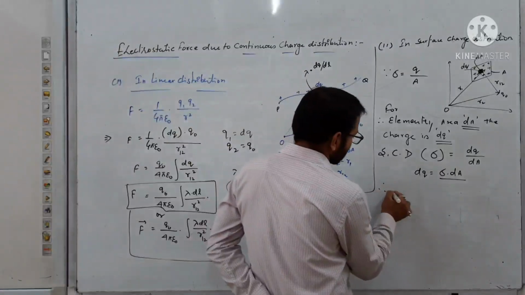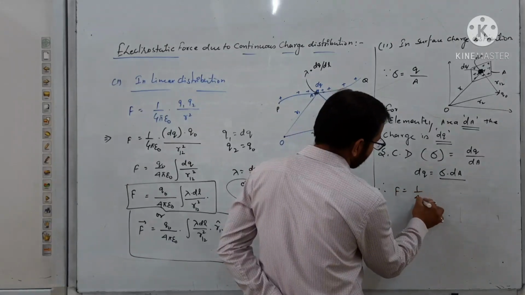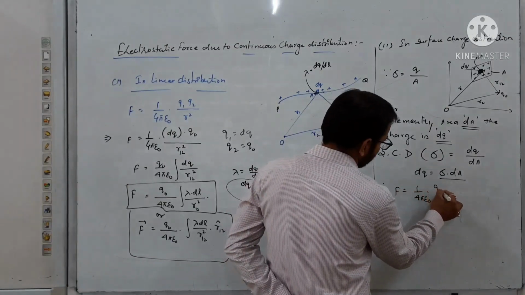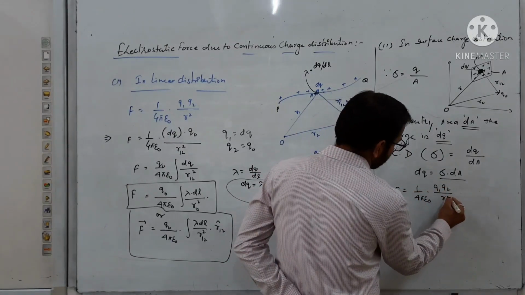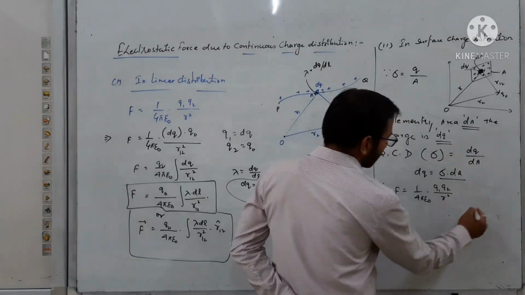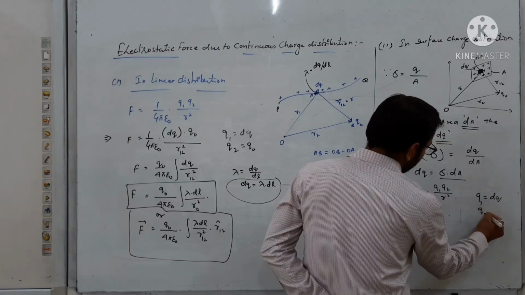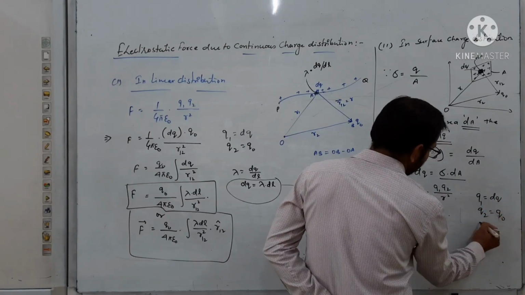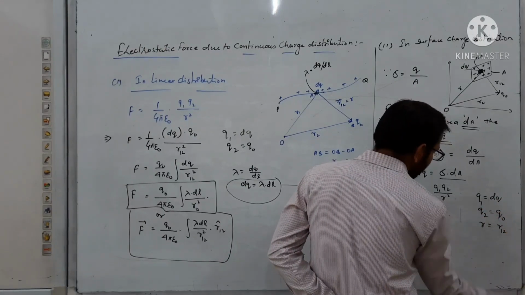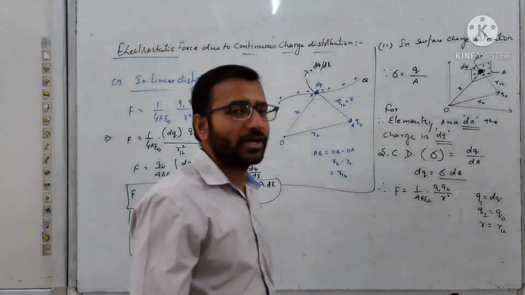Now the force is equal to 1 over 4 pi epsilon naught q1 q2 over r square. Here you can write q1 equals dq and q2 equals q naught, and r equals r12 once again. You can write r only.